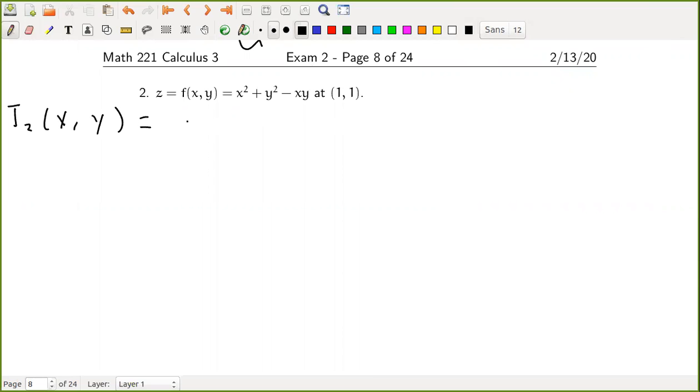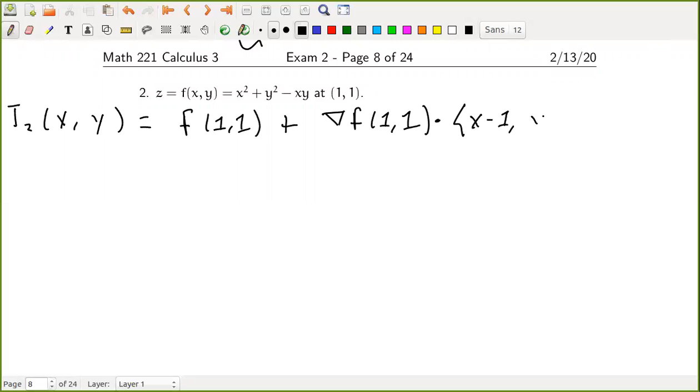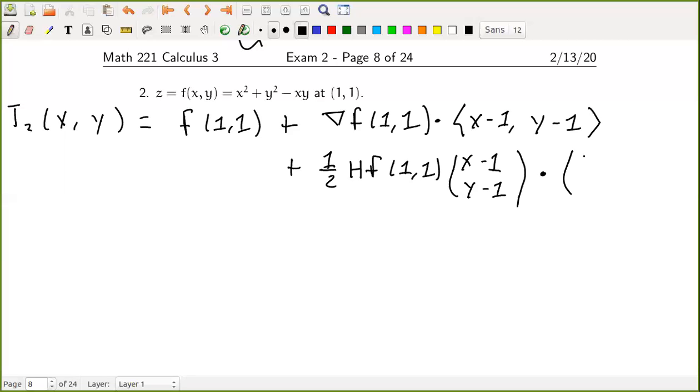of x, y is going to be f evaluated at (1, 1), plus the gradient of f. Remember, this is just the derivative, evaluated at (1, 1), dotted with (x minus 1, y minus 1), plus 1/2 the Hessian of f, evaluated at (1, 1), times the vector (x minus 1, y minus 1), and then we're going to dot this with (x minus 1, y minus 1).